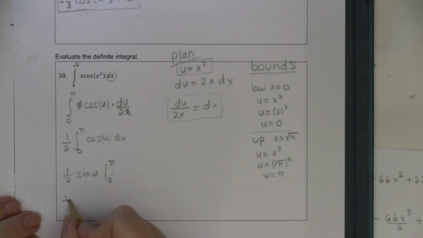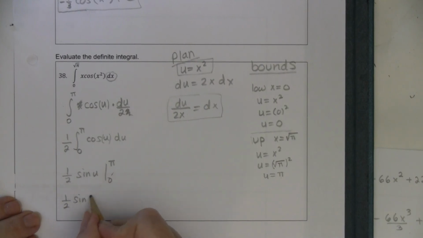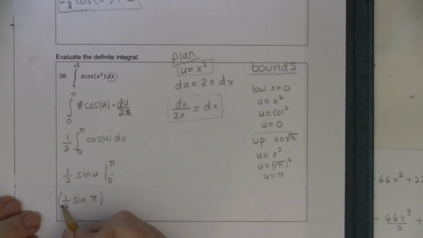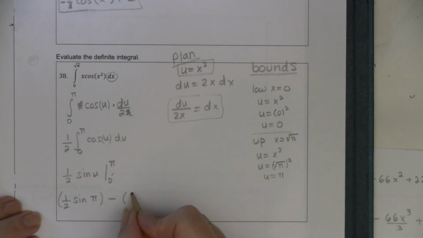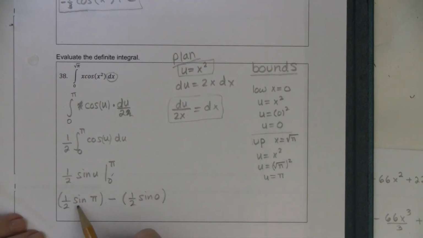So this is half sine of pi minus half sine of 0. So the sine of pi is 0. So half of 0 is 0, and the sine of 0 is 0. And so what we're going to get here is 0, right? 0 minus 0 is 0.